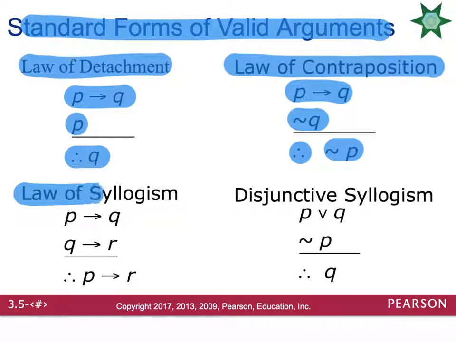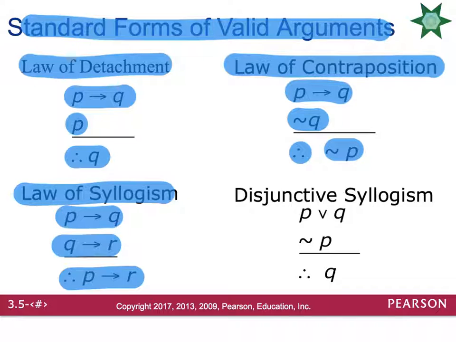Okay, the next one is the law of syllogism. That says this: if P then Q, if Q then R, and if both of those happen, therefore this will happen: if P then R. So think of it this way. I'll highlight these. These are premises, and this is our conclusion.